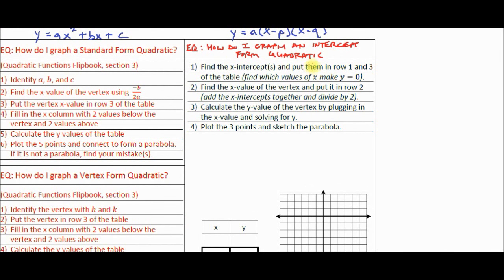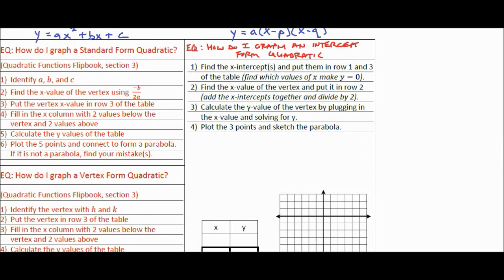So you're going to find the x-intercepts, then you're going to find the x value of the vertex and put it in row 2. It tells you how to do that: add the x-intercepts together and divide by 2. Then we're going to calculate the y value of the vertex, and then we're going to plot all 3 points. So let's go ahead and do an example here.